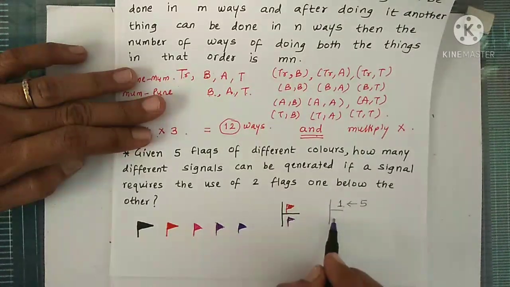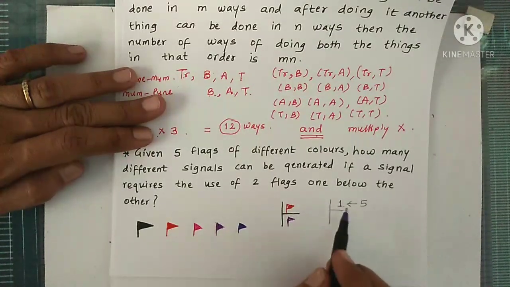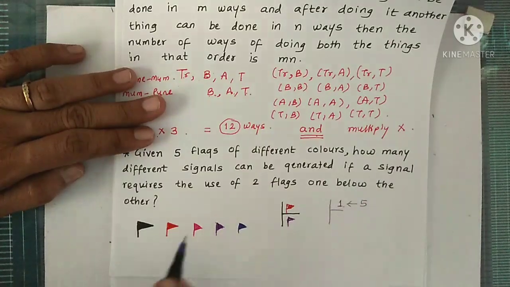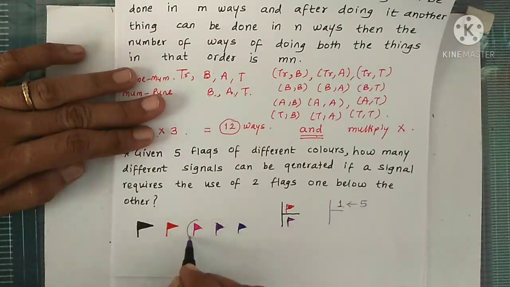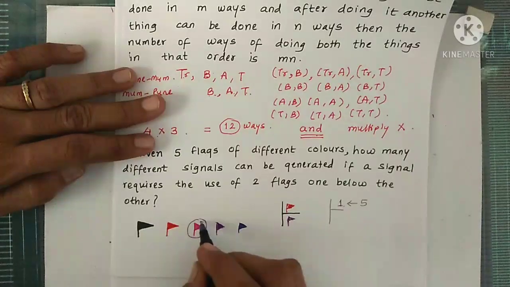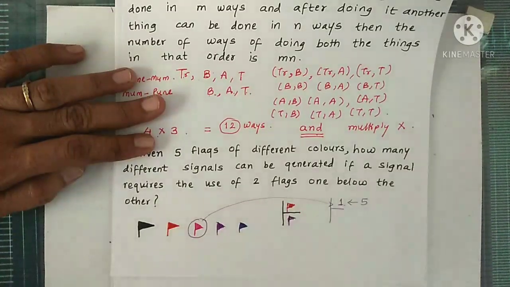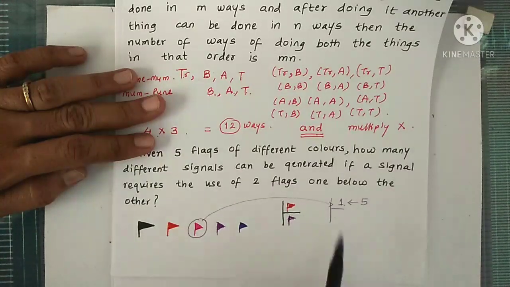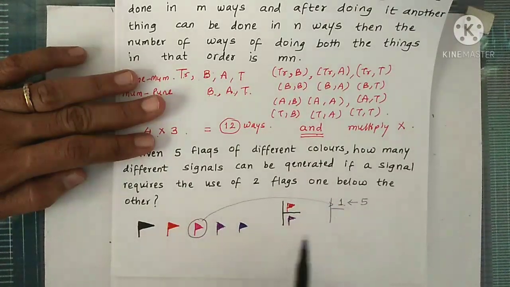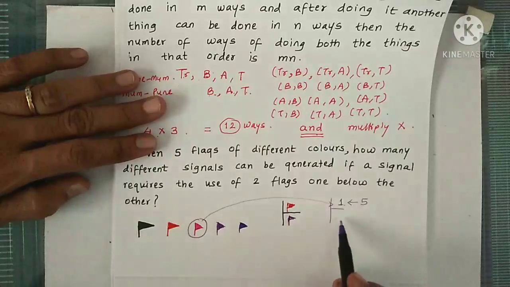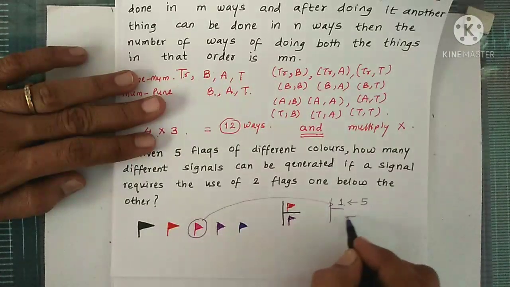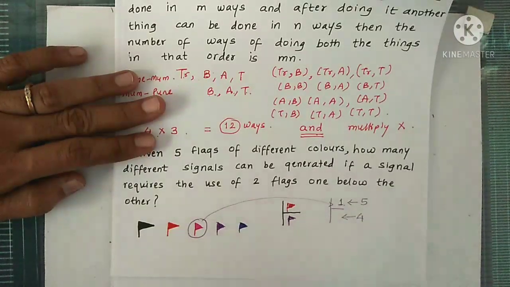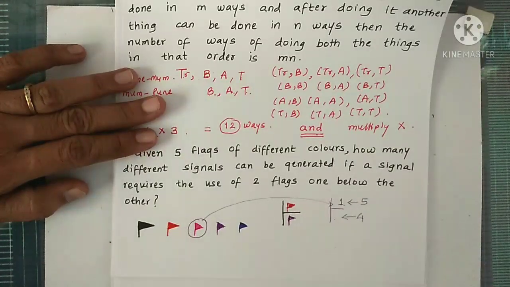Now for the second one, say this pink flag is selected and we have put that flag here. So we have only 4 flags remaining for the second place. As we are selecting one flag here, the number of flags available for the second place is 4. So this place can be filled in 4 ways.